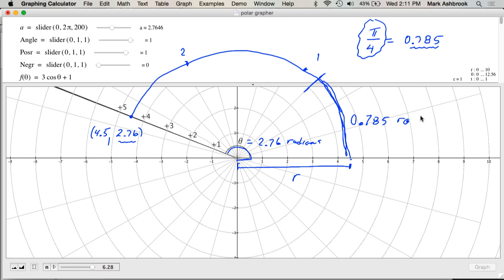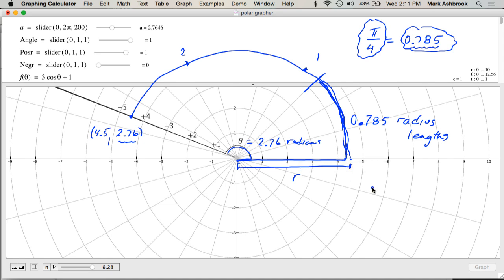0.785 radius lengths of arc length. That's what radians are: radius lengths of arc length swept out by the angle. Radius length is how long one radius is. So this would be like 78% of a radius, lying on the circle. This is how far it is, so this is 0.785 of a radius.